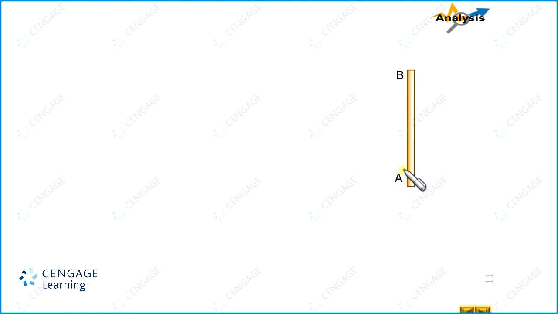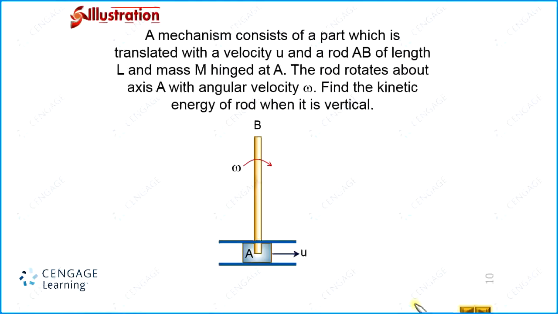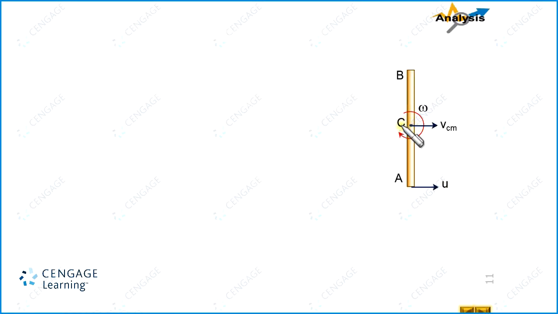This is rod AB, and end A is moving with velocity u, and this is the center of mass. Let us assume the center of mass is translating with velocity vcm, and we know this rod is a rigid body, so the angular velocity of the rod about its center of mass will also be omega. That will be in the same sense as given in the question, the clockwise sense, and here it is also clockwise.